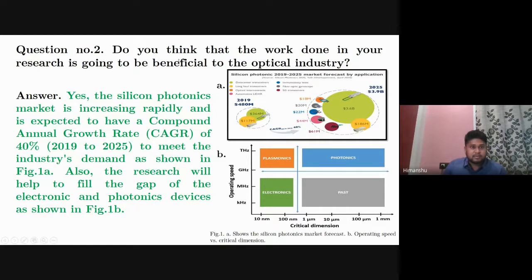And this is question number two. Do you think the work done in your research is going to be beneficial to the optical industry? The answer is yes. The silicon photonic market is increasing rapidly and is expected to have a compound annual growth rate of 40% from 2019 to 2025 to meet the industry's demand, as shown in figure 1a, which I have shown in the first introductory slides. And also, our research will help to fill the gap between electronic and photonic devices as shown in figure 1b. So here there is a gap between electronic and photonic which is filled by the plasmonic material based devices. So our research is going to be beneficial in that area.